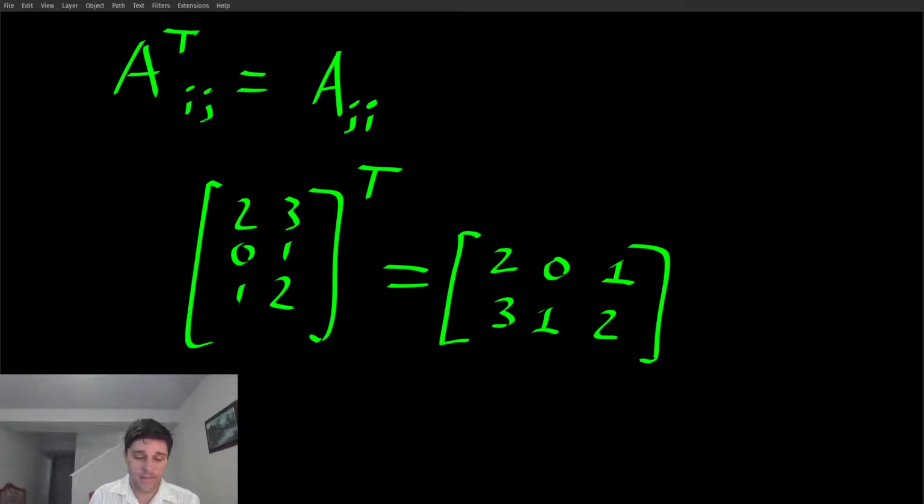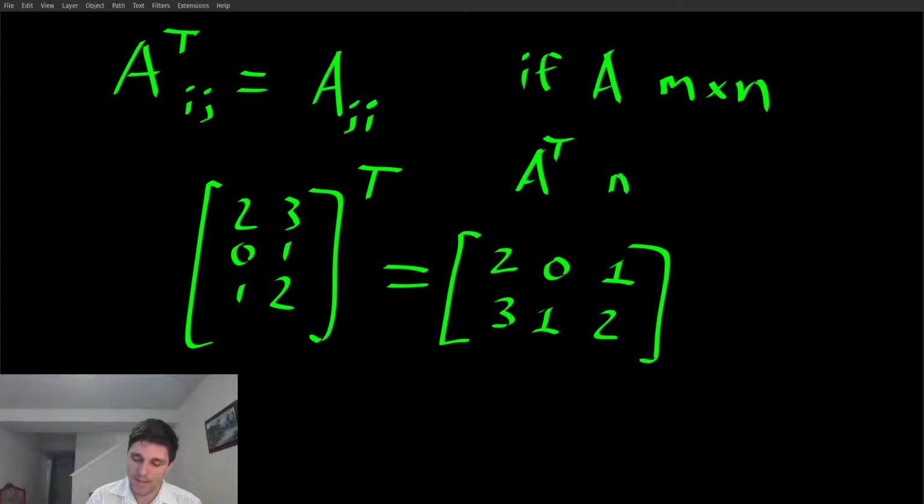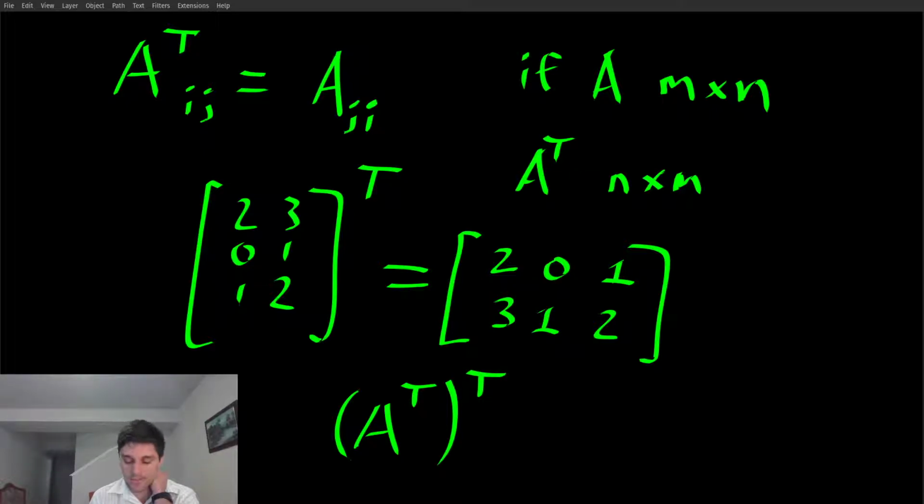And because of that, the dimensions of it flip also. So if A is an M by N matrix, then A transpose is going to be an N by M matrix, because the number of rows and columns flip. If you take the transpose of a matrix and then take the transpose again, you get back the original matrix, right?